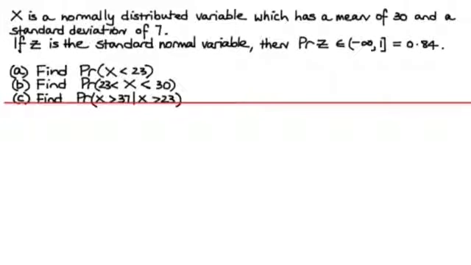We have a normal distribution example here, exam 1 style, okay? So you would do this by hand. We've got a normally distributed variable x which has a mean of 30 and a standard deviation of 7. Now, if z is the standard normal variable where the probability that z is from minus infinity to plus 1 inclusive is 0.84, we have to firstly find the probability that x is less than 23.